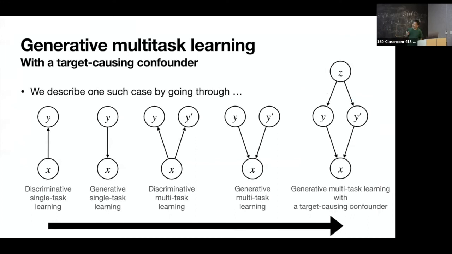So to do that, we're going to take a few steps, going from the very basic, let's say, discriminative single task learning, all the way to what we refer to as generative multitask learning with a target Gaussian compound. We'll go through it one step at a time in order to figure out what is the precise setting under which the multitask learning has to happen.